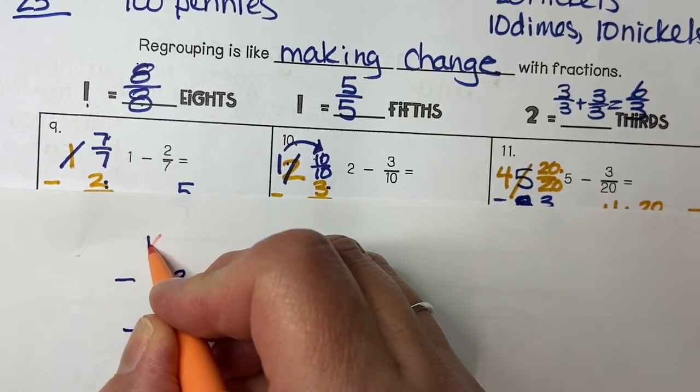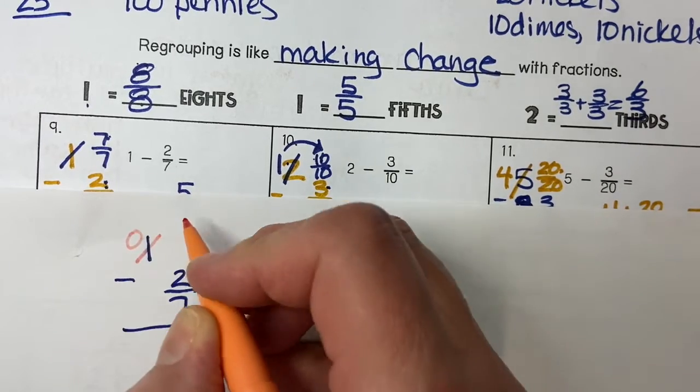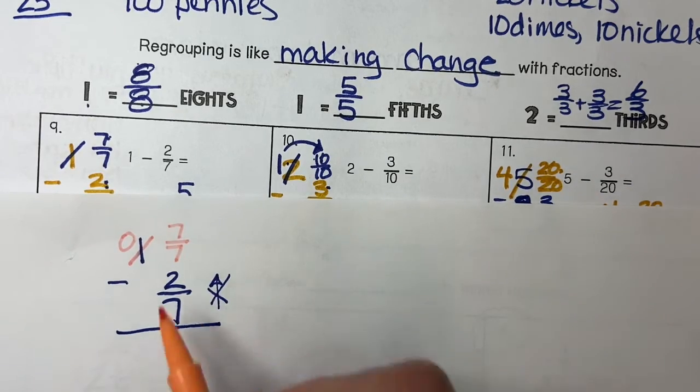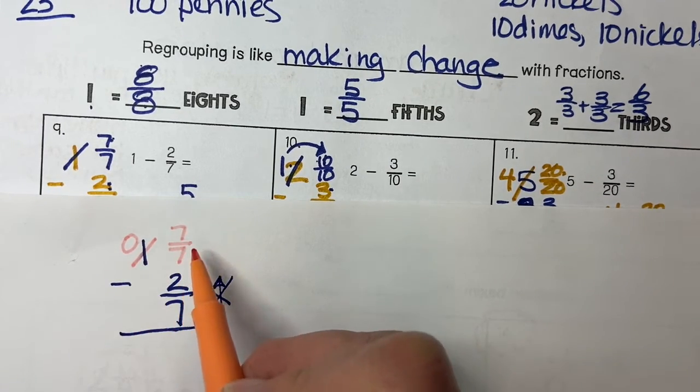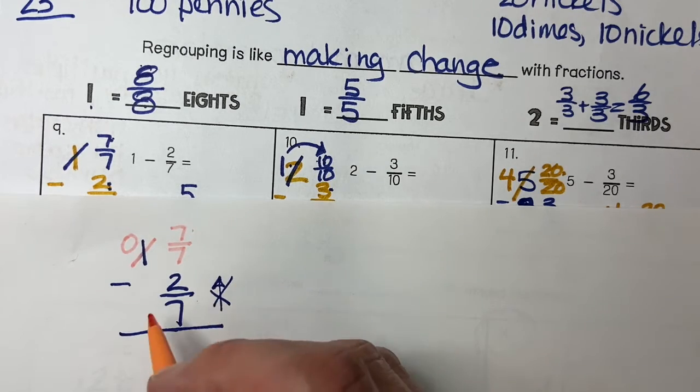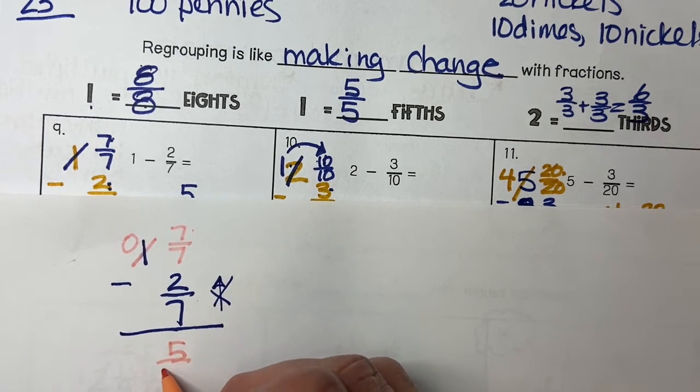So I could say, I'm going to borrow 1, and I'm going to add it on over here as 7 over 7. All I did is move it. I regrouped it, okay? Now I can subtract it. I have 7/7 minus 2/7, and I get 5/7, okay?